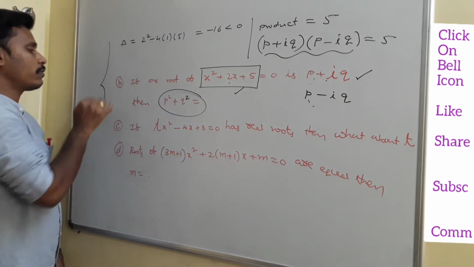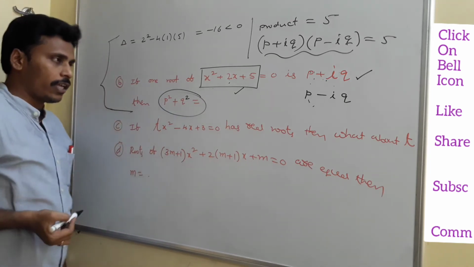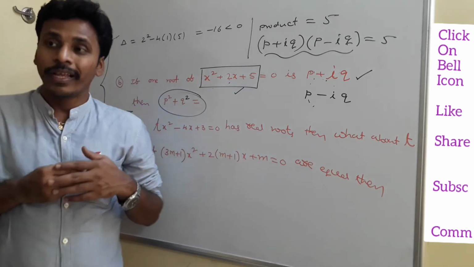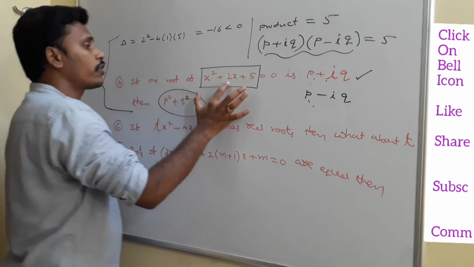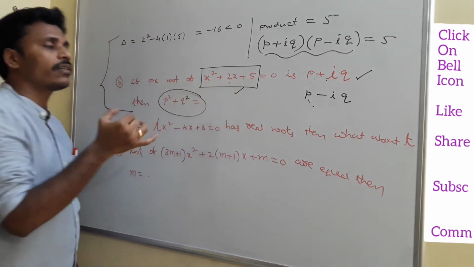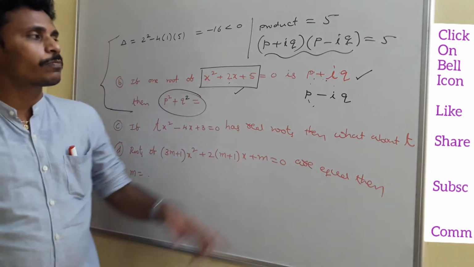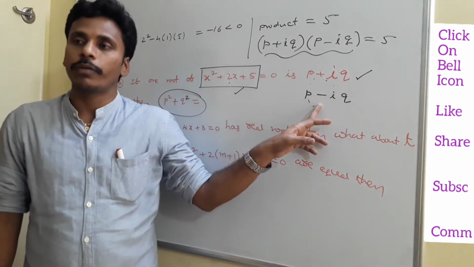This is also one simple question related to the nature of the roots. First observation is that the equation has imaginary roots. Second observation is the coefficients are all real. No imaginary number involved in the coefficients. In such a case, if one root is p plus iq, the other root should be p minus iq.